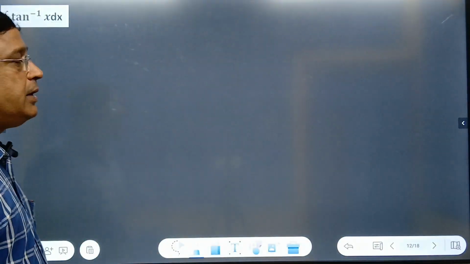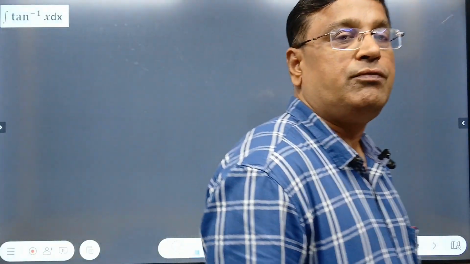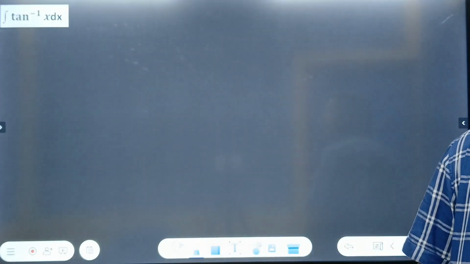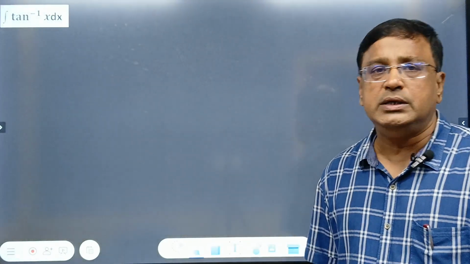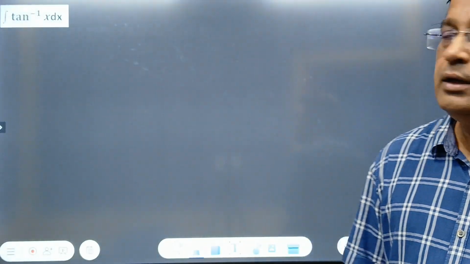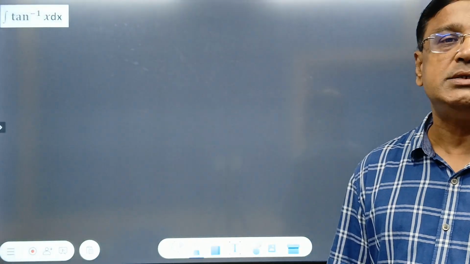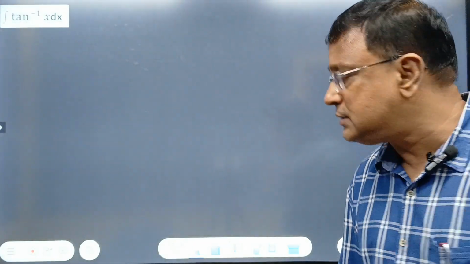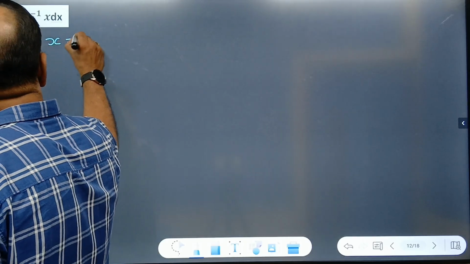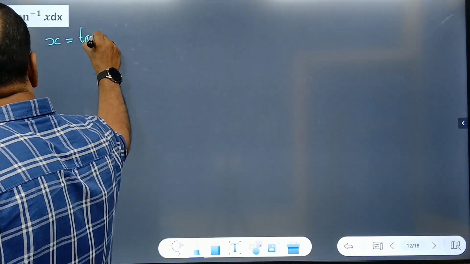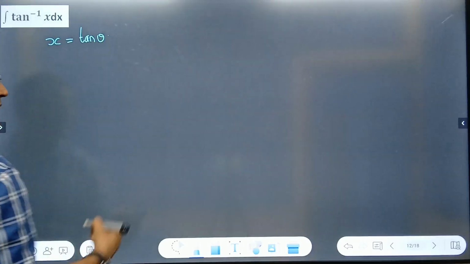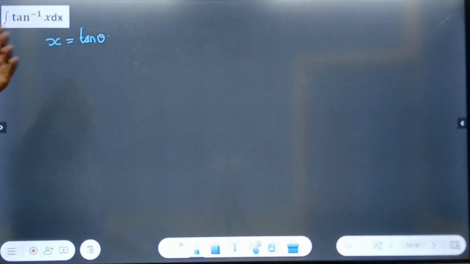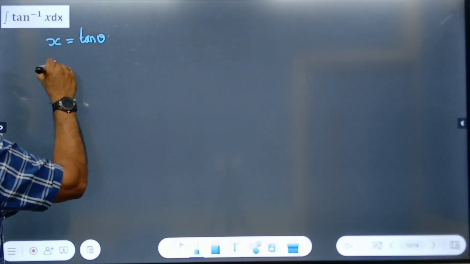Let's go to the next problem. Integral tan inverse of x dx. There are many ways to do it. One is you can go directly, but I prefer to do it by substitution. Whenever you see tan inverse of x, I prefer to take x equal to tan theta. It may be a little lengthier than doing it directly, but I prefer this because the errors are fewer.